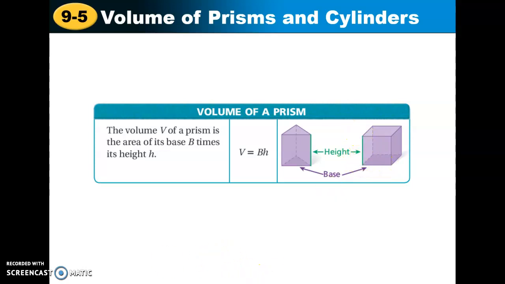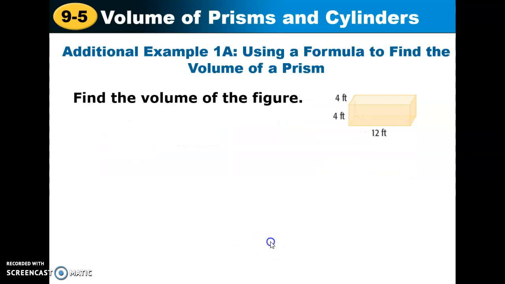So let's go into a couple examples here. Okay, so again, we have a rectangular, or actually this is a square prism because we have a 4x4 for our base. This right here is the base. This is the base. And the edge, or the face, I should say, I'm sorry, is your height.